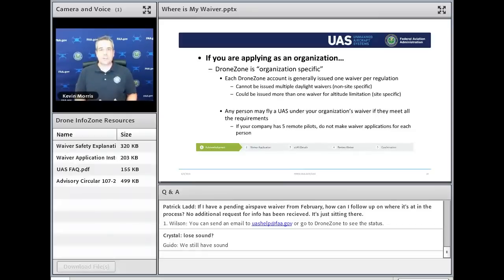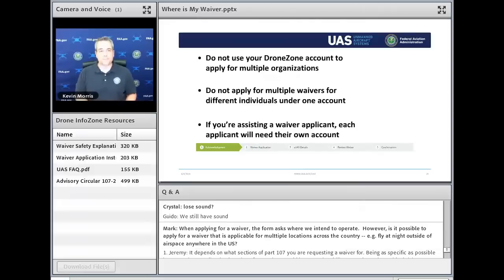So if you're an organization and you've got 5 or 6 or 10 remote pilots that are working for your company, you do not need to apply for individual applications for individual people. If those remote pilots can meet all the requirements of your waiver for your organization, they may operate underneath that waiver. Again, make sure that you're in compliance with all the conditions and limitations in your waiver when that happens. But the takeaway is you don't need to make 5 daylight waiver applications for the 5 remote pilots at your company. You can make 1 daylight waiver application.